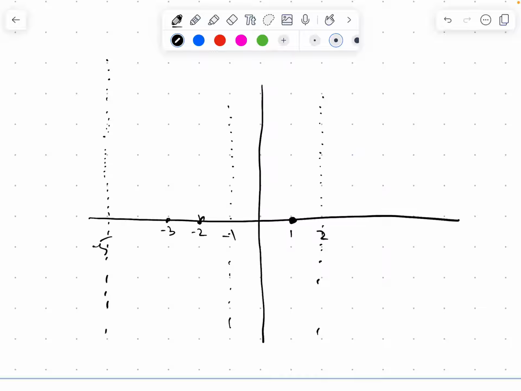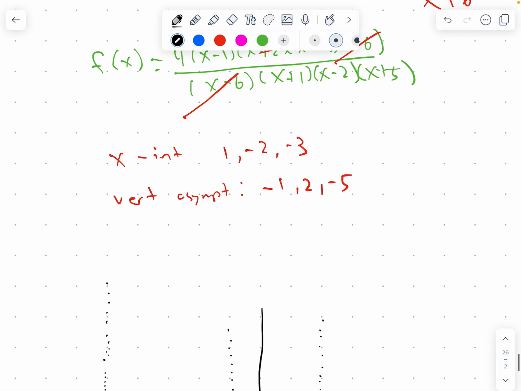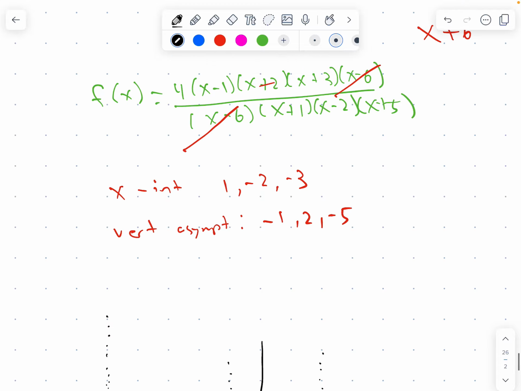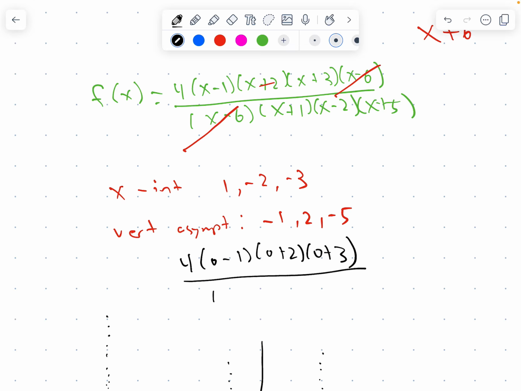Now we have our x-intercepts listed. You have your vertical asymptotes, your hole listed, and now the y-intercept. The y-intercept is the y value when x is 0. So if we plug in 0 there, we get 4(0 - 1)(0 + 2)(0 + 3) on top, and on the bottom, (0 + 1)(0 - 2)(0 + 5). So spend a second and figure out what that is.